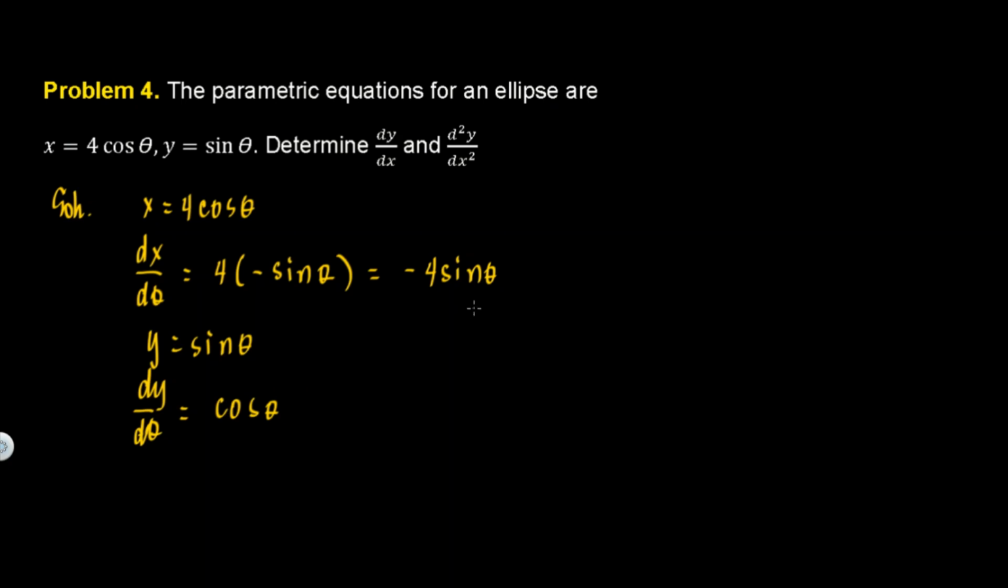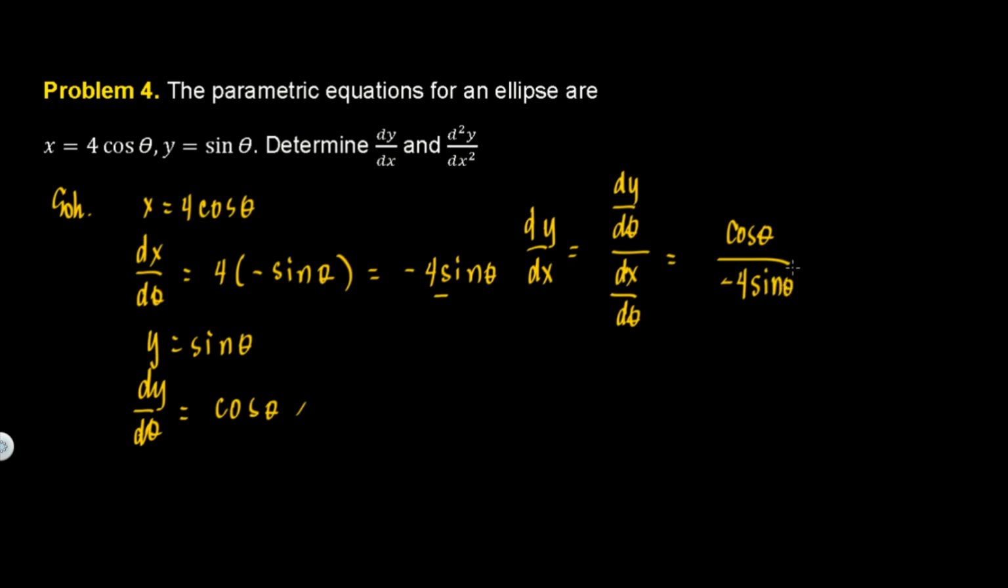Now, to find dy over dx, dy over dx is equal to dy over d theta over dx over d theta. And dy over d theta is cosine theta over dx over d theta, which is negative 4 sine theta. Cosine over sine is cotangent, so this is equal to negative 1/4 times cotangent of theta. So this is the dy over dx.